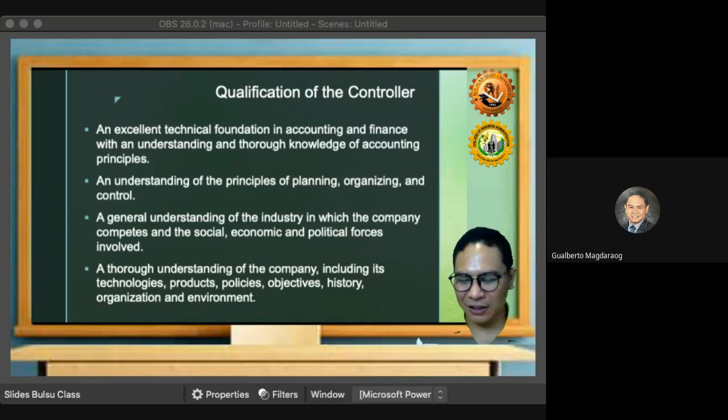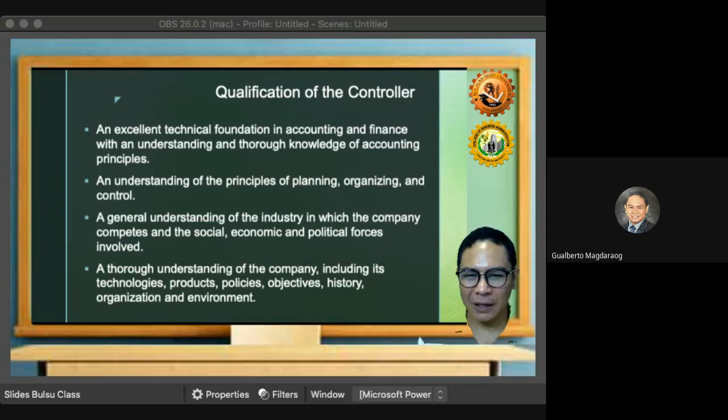You should have an excellent technical foundation in accounting and finance, with an understanding and thorough knowledge of accounting principles. Yan. So, yung mga gustong maging magaling na magaling sa accounting, pwedeng-pwede kang maging controller. Maybe you should recognize the description used, such as excellent technical foundation. So, hindi lang basta good technical foundation. You should have an excellent technical foundation. Magaling na magaling ka sa accounting.